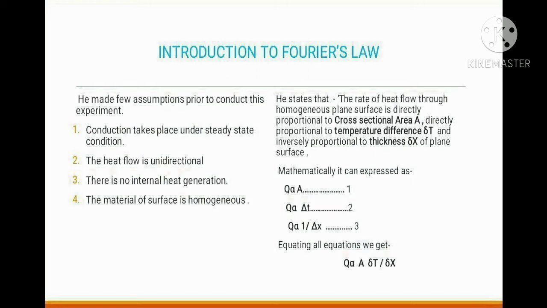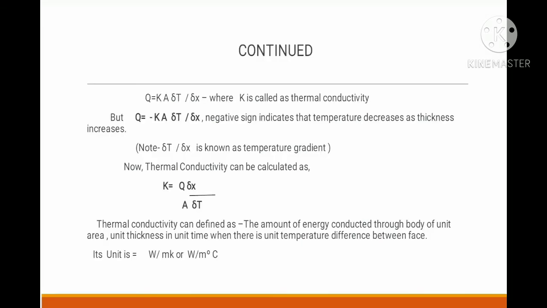Combining all these three relations, he developed the formula Q is directly proportional to A into delta T divided by delta X. To remove the proportionality sign, he developed the equation Q is equal to K into A into delta T upon delta X. But you can observe that in the equation there is a negative sign. That negative sign indicates that the temperature decreases as the thickness increases.